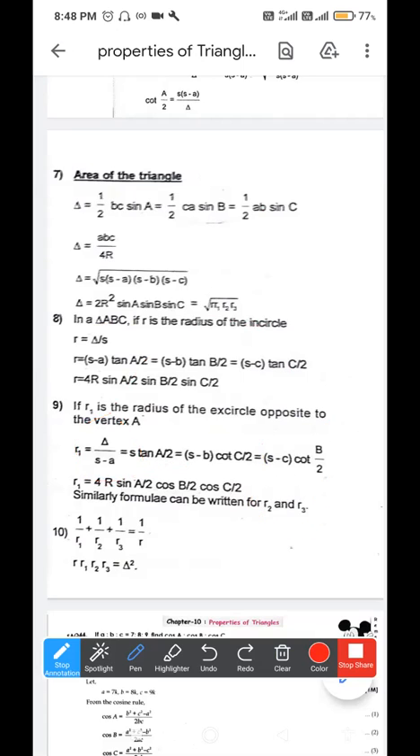So what is the relationship between R1, R2 and R3? The relationship is nothing but 1 by R1 plus 1 by R2 plus 1 by R3 is equal to 1 by r. The other relation is R1 into R2 into R3 is equal to delta square. So these are all the formulas of these properties.